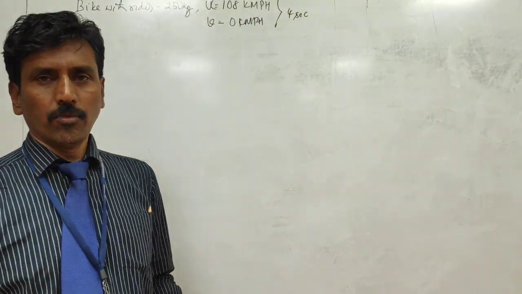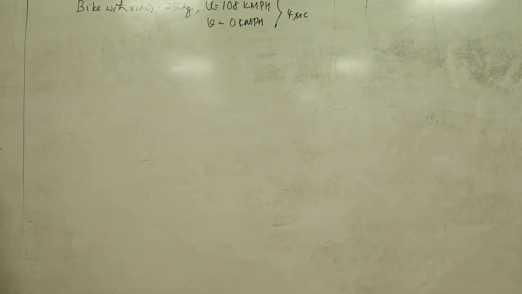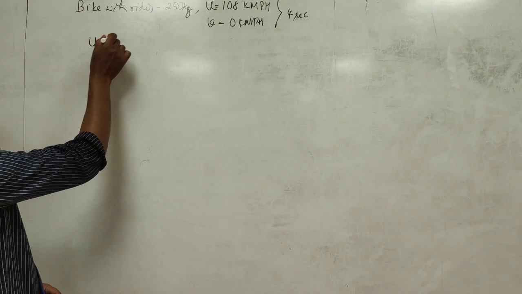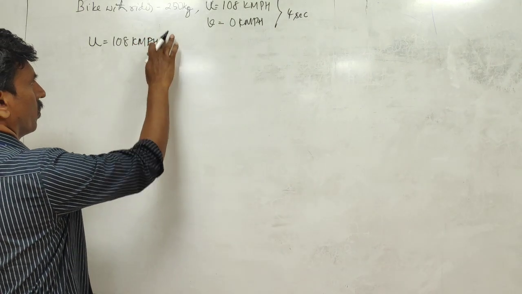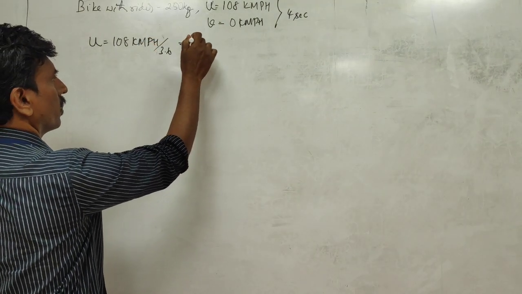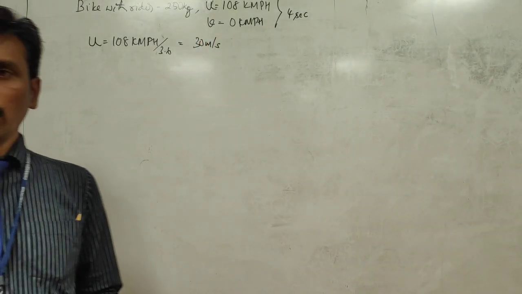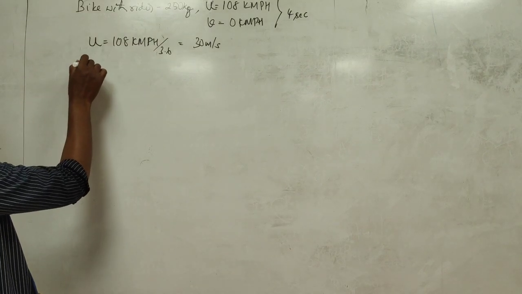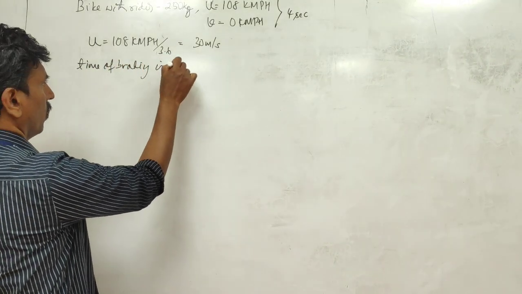So if a bike with the rider is around 250 kgs and is riding at 108 km per hour, why have I taken 108? If you divide 108 km per hour by 3.6, you get 30 meters per second. I want this round figure, so I have taken 108. And it comes to stop in 4 seconds. So time of braking is 4 seconds.